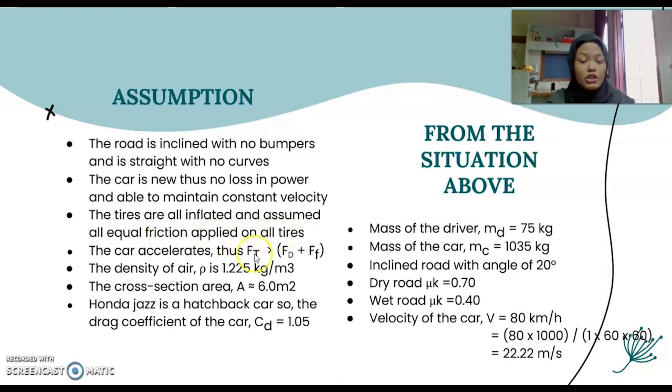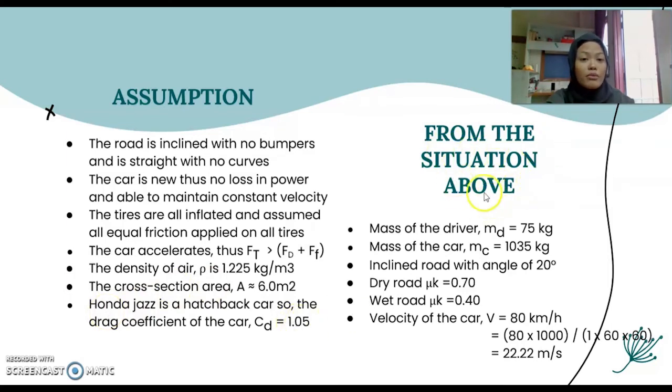Thus, the thrust force is much bigger than the drag force plus the frictional force. And the density is 1.225 kg per meter cubed. And the cross-section area of the car is equal to that of a hatchback car. The drag coefficient of the car is equal to 1.05.